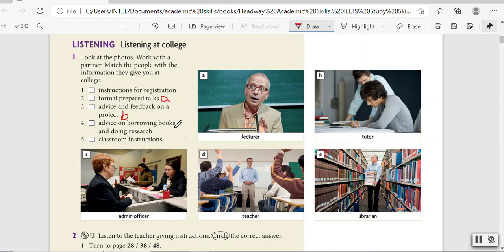Admin officer can help you for what? Can help you for instruction for registration. And we have a teacher, the teacher for classroom instructions. Also, for this one, advice on borrowing books and doing research.